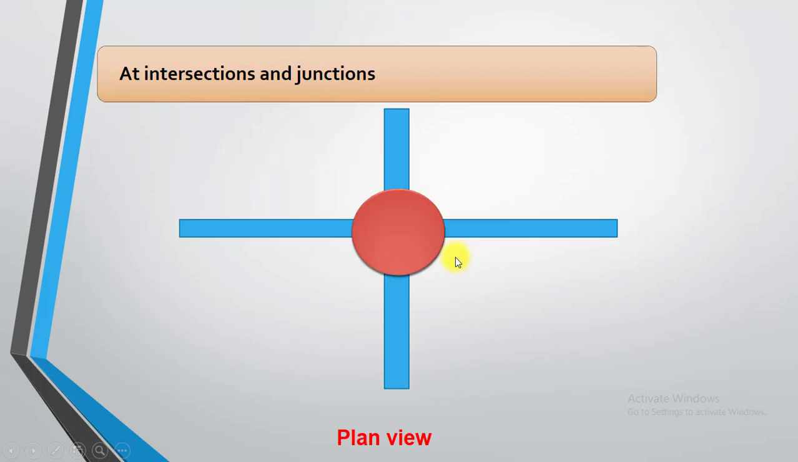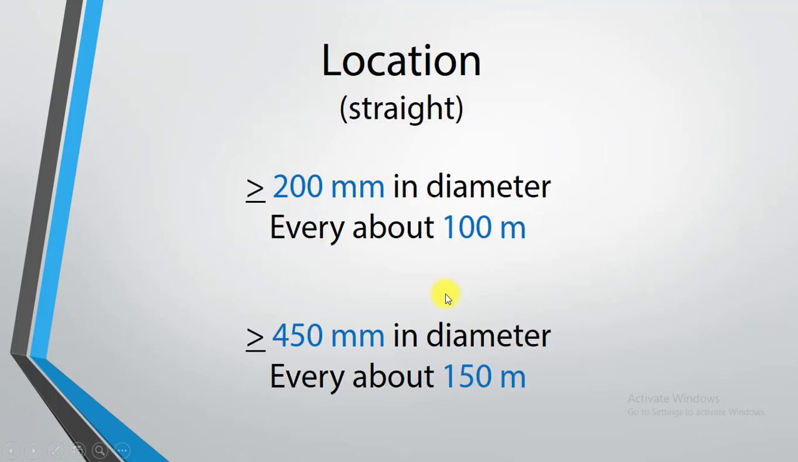And also the fourth case, at intersections and junctions. When you walk in the streets, you can see it very commonly: at junctions and intersections there are manholes, and these manholes will join two intersecting lines. So two or maybe more than two lines join together in one manhole. Sometimes 3 or 4 lines join in one big manhole.